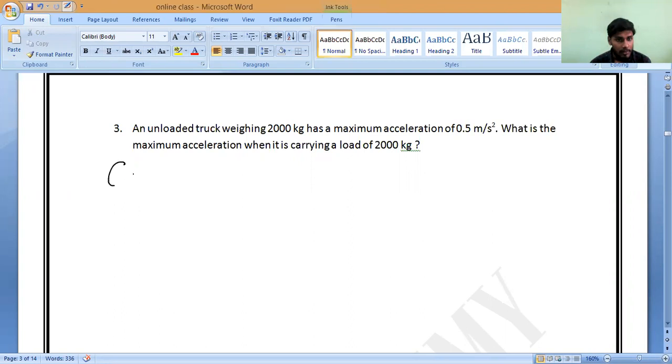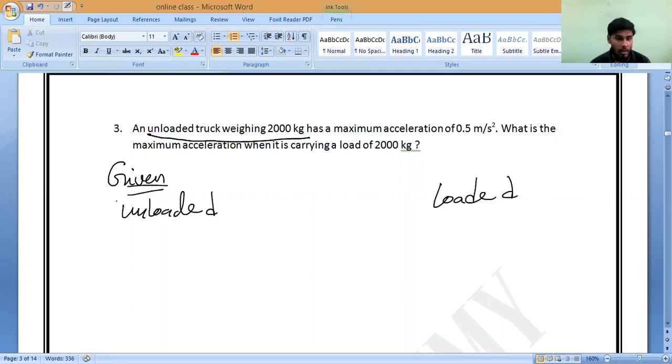Given. So let us consider now an unloaded truck. What is the weight of the unloaded truck, Ra? 2000 kg. This is unloaded truck and this is loaded truck. You remember. So now they are asking the maximum acceleration when it is carrying a load of 2000 kg. Correct or not?